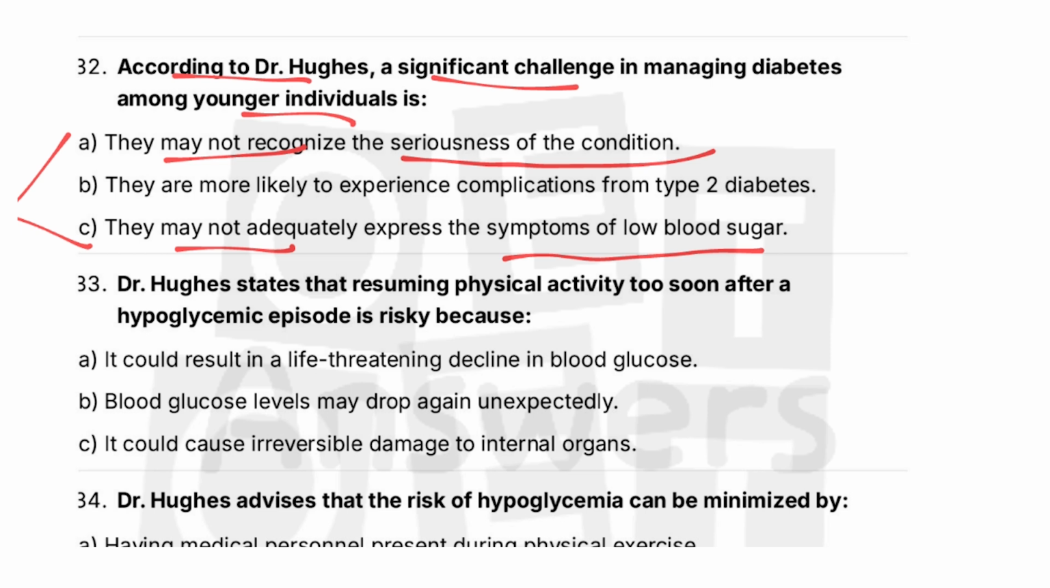When the audio is playing, we can confirm whether they have spoken about the symptoms of low blood sugar or option A, seriousness of the condition. If they have provided multiple pieces of information, which come under seriousness of the condition, then all statements will come under here. But option C is only about expressing low blood sugar. So if they are only talking about symptoms of low blood sugar, we can confirm option C. Okay, so you have to differentiate these two. And option B, they are more likely, meaning possible, to experience complications from type 2 diabetes. This is contrasted from the other A and C.